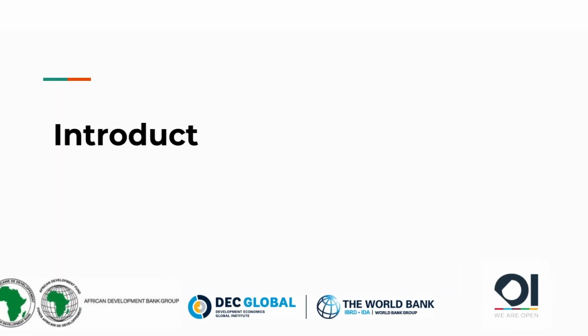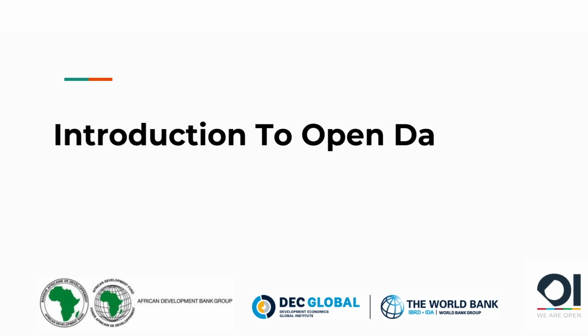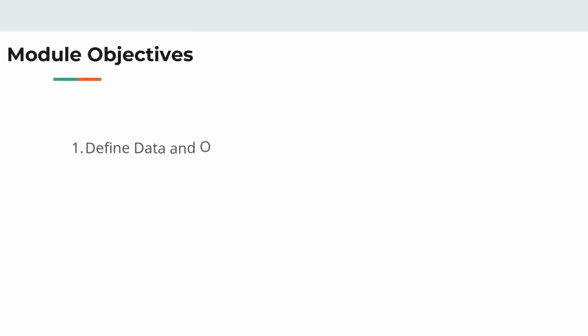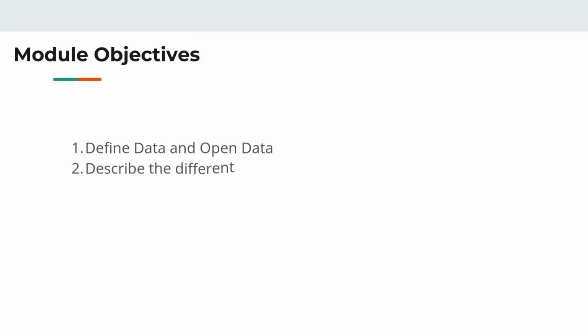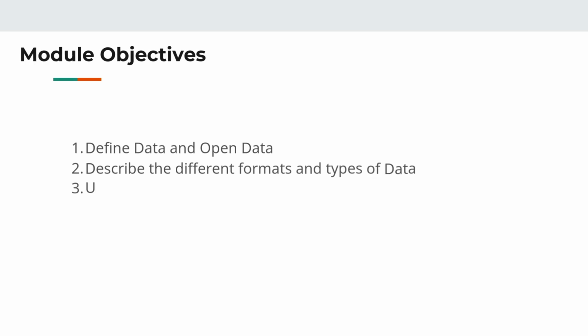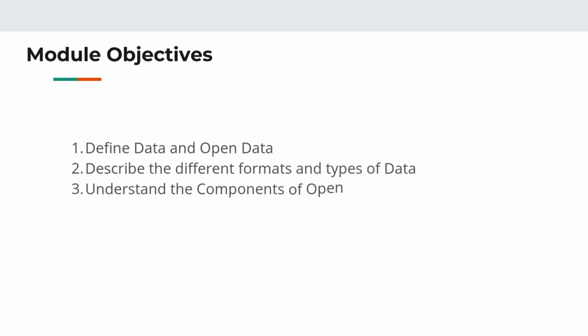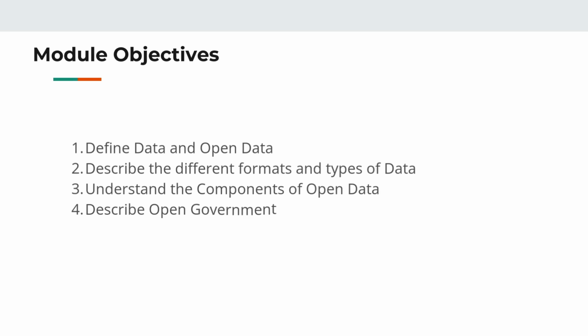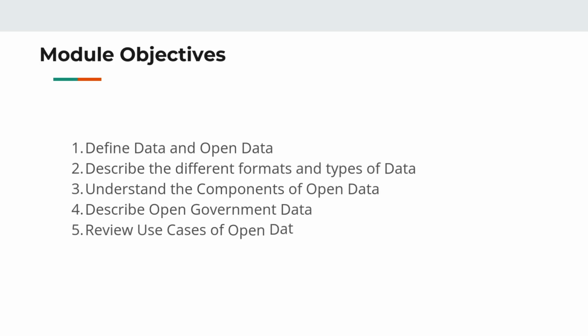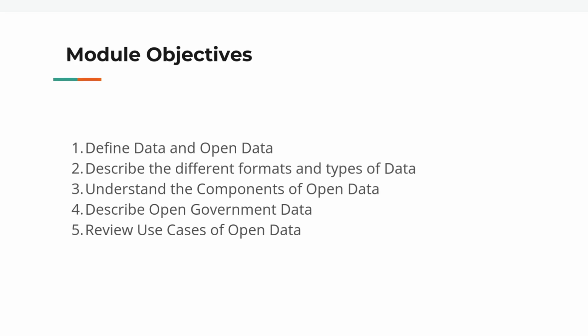And so in today's session, we shall be looking at the essentials of open data. What that means is that we'll be spending time to define a couple of concepts, which include looking at what is data and what is open data. We shall also be looking at understanding the different formats and types of data. We shall seek to understand the components of open data. We will also define open government data. And finally, we will take time to review use cases of open data.